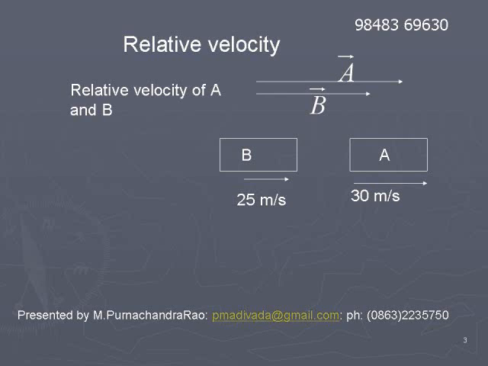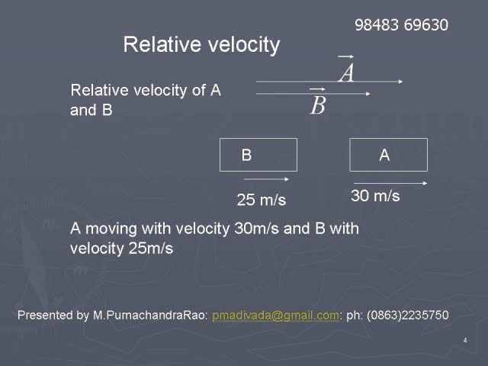Let us consider two vehicles, say two cars A and B. A is ahead of B and both are traveling in the same direction. A is traveling with velocity 30 meters per second and B is traveling with a velocity 25 meters per second. The speed of A is 30 meters per second and the speed of B is 25 meters per second. Both of them are traveling along the same line in the same direction.